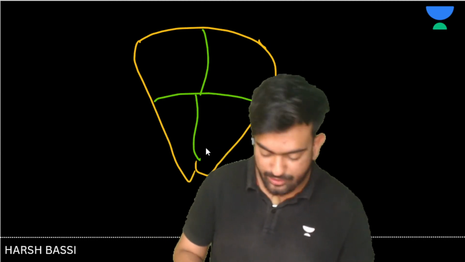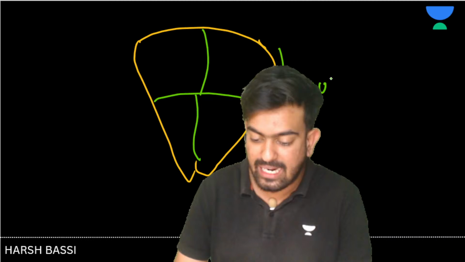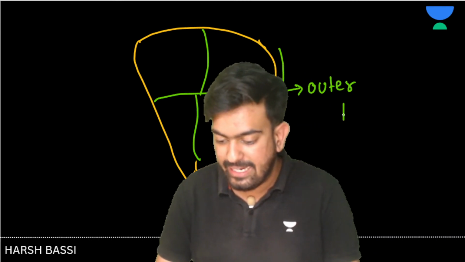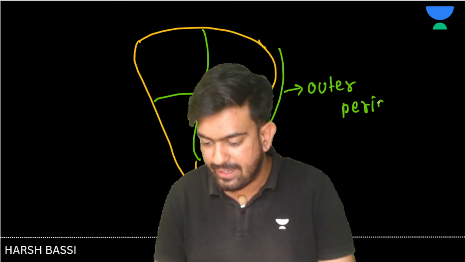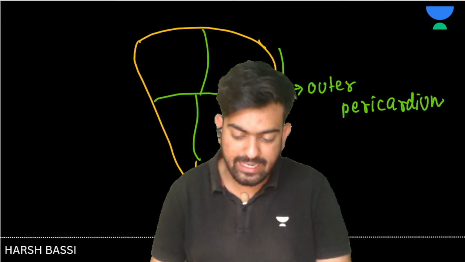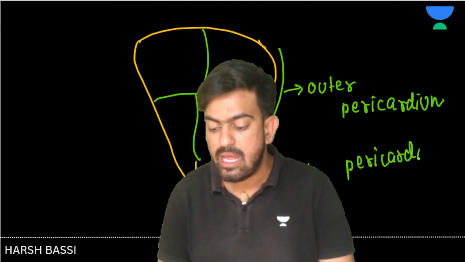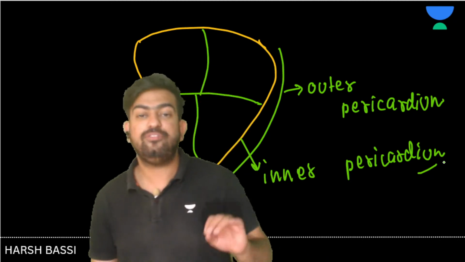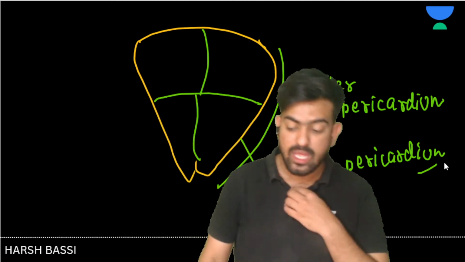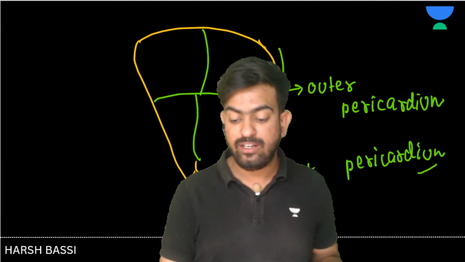What kind of 2 layers, sir? We have one layer which is known as pericardium: outer pericardium and inner pericardium. And if I talk about the fluid present in between them, it is pericardial fluid.